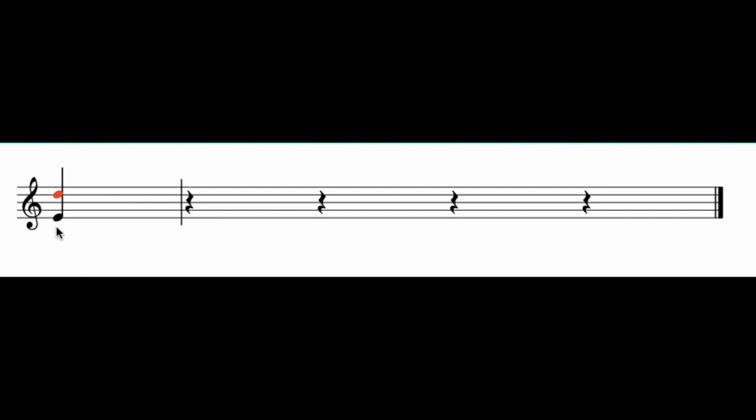Again, remember, start with the bottom one and count that as 1, and then count lines and spaces away from it. 1, 2, 3, 4, 5, 6, 7. There you go. So far, I've only shown you ascending intervals. Ascending means going up. But you can also have descending intervals, going down.